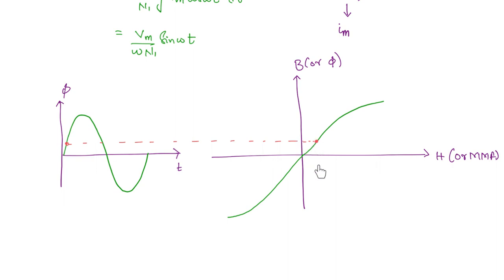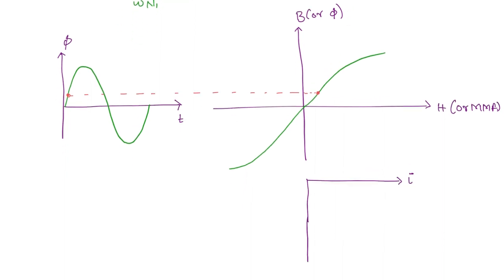So what we do, we project onto another axis which will become our current variation. This is I with respect to t. So we just have to put it here. Now this is the value of current. Now at which time? At this time. See, if this point is taken at T1, here also at T1 the current is going to be this value. Similarly, if you are going to project all of these lines, what is going to happen?